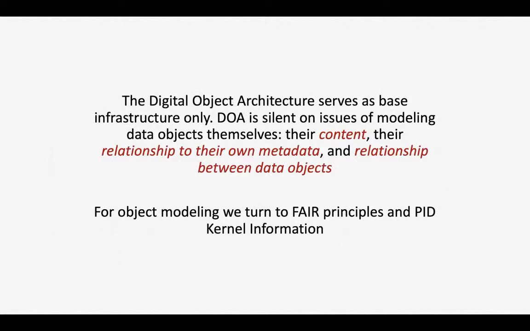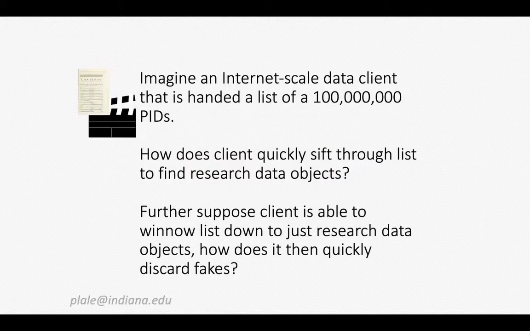and something to keep in mind here, digital object architecture is a base infrastructure only. It doesn't say anything about content, relationship to metadata, relationship between data. To that, we turn to FAIR principles. And in fact, some principles put forward by the PID kernel information working group. There are some additional slides at the end that I won't go over that talk about what the PID kernel information group is. They basically recommended about 17 pieces of metadata that could be stored within the handle system that would allow you to build some initial trust.